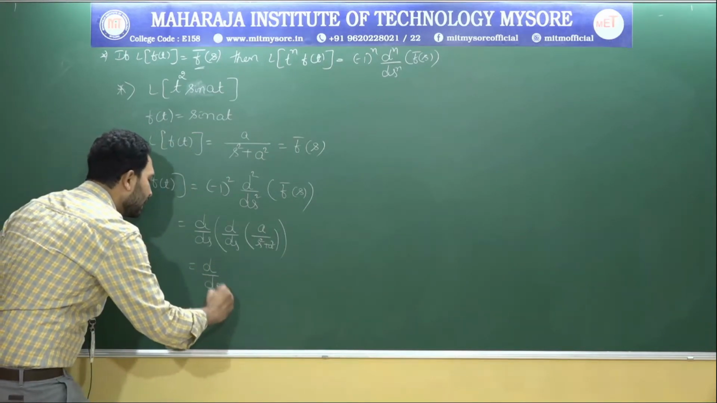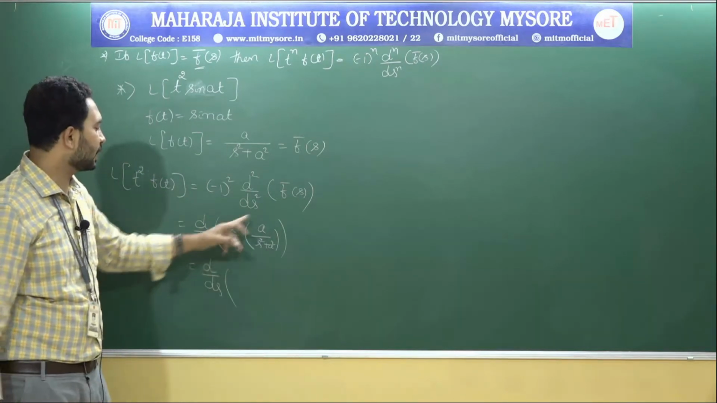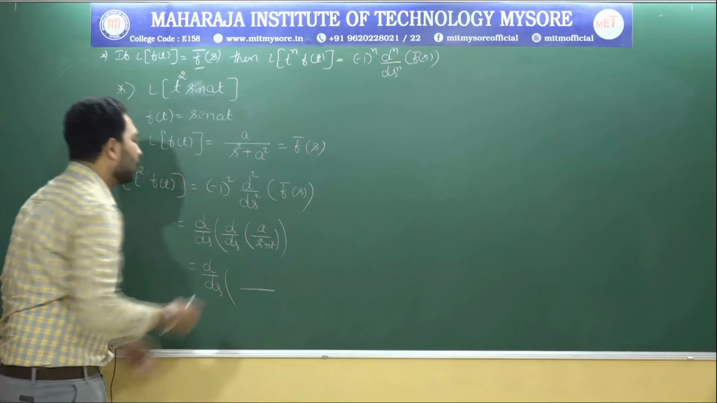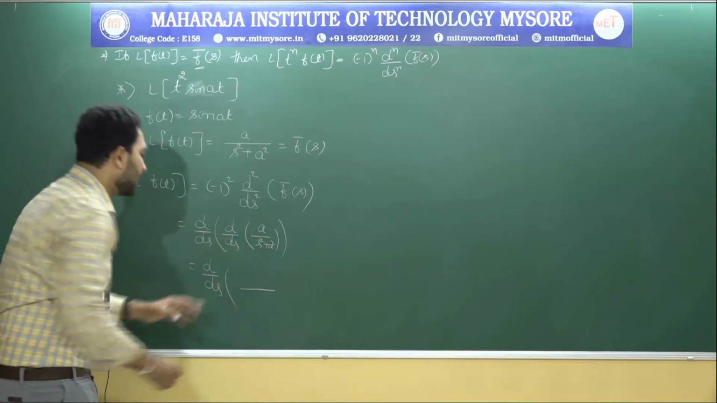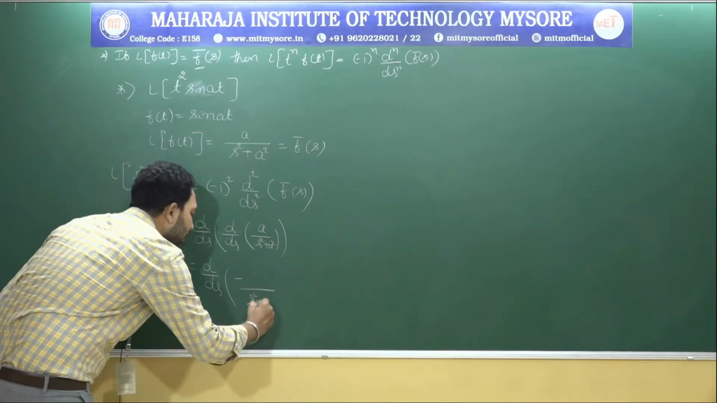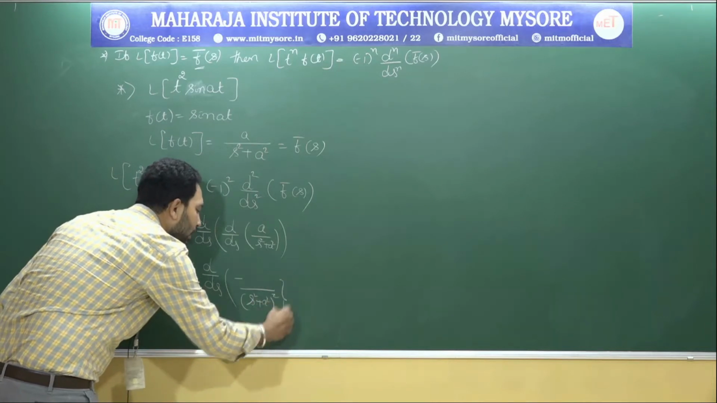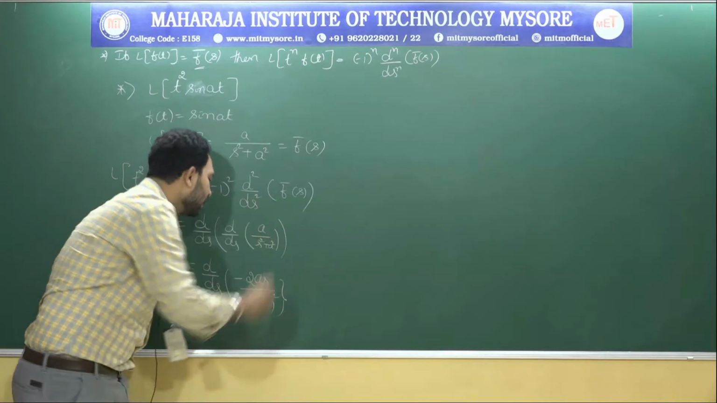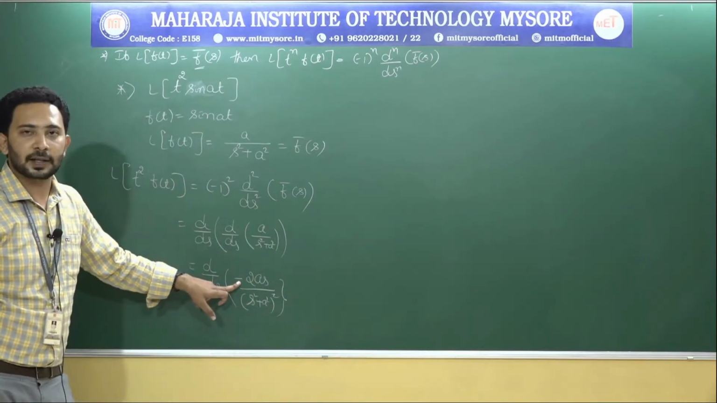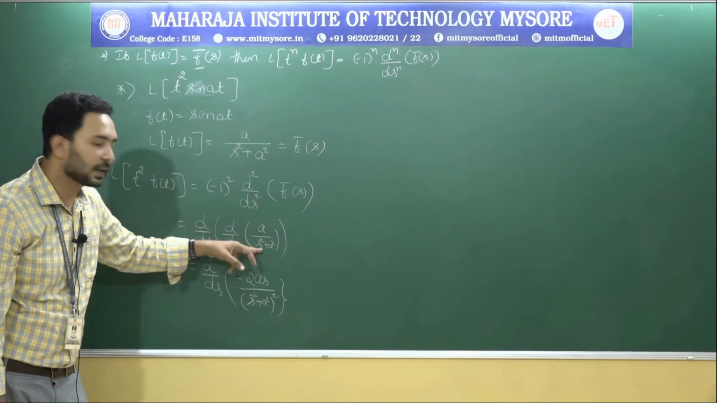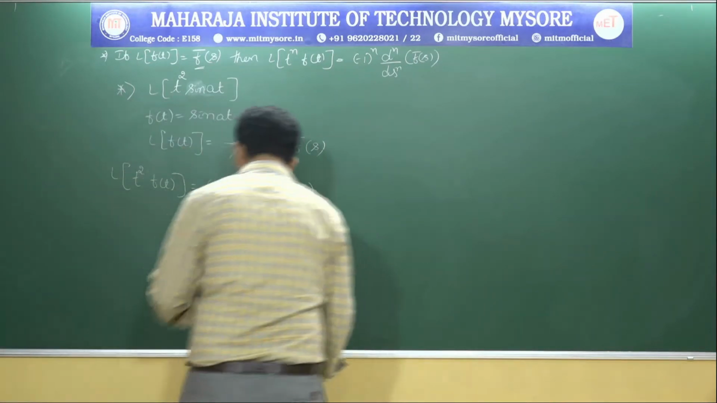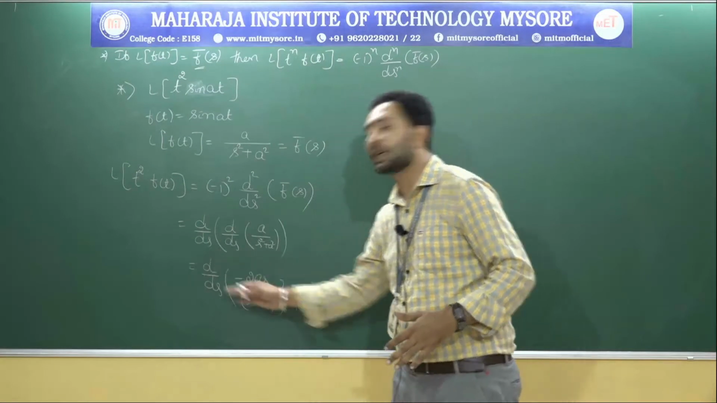D by ds into differentiation of this with respect to s. It is in the form of 1 by s, minus 1 by s square. It is minus 1 by s square plus a square whole square into differentiation of s square is 2s. We have a here, it is minus 2as. Or we can solve this by using the quotient rule also. Next we need to differentiate this again.